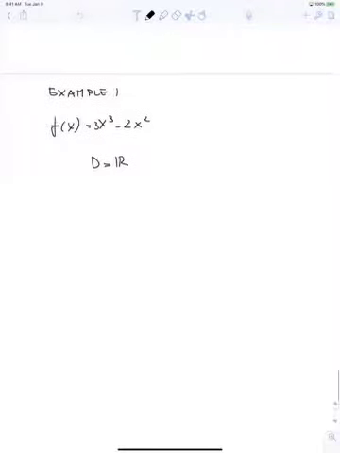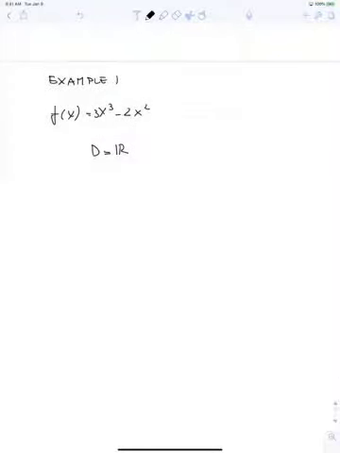The function is pretty easy. It is f of x equal to 3x cubed minus 2x squared. This is a polynomial function, so the domain is the entire set of real numbers. We don't have any fractions, so you can assign any x in the set of real numbers and the function is defined.